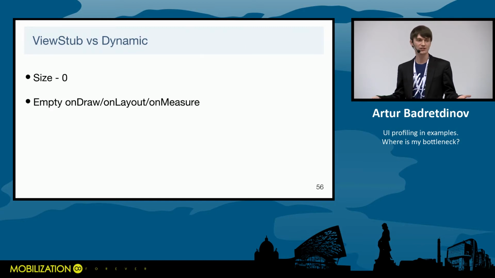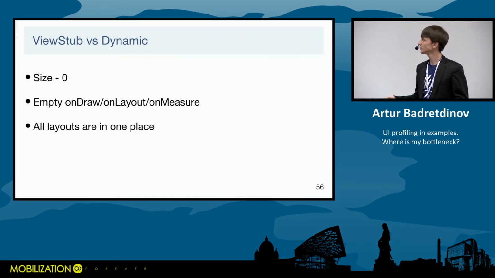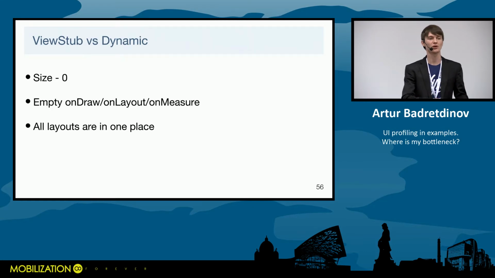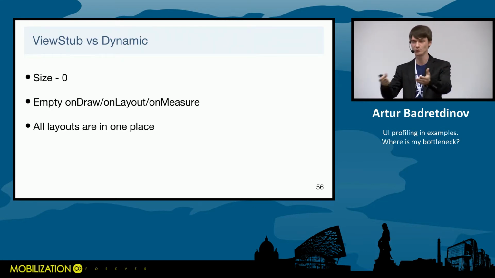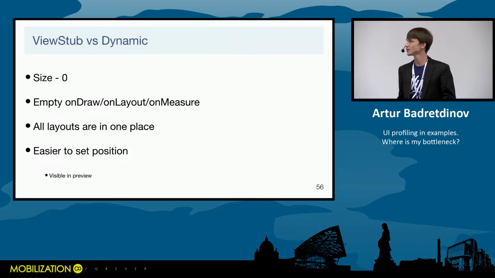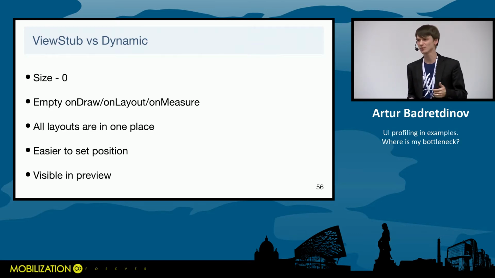And yeah, it looks a little bit dynamic. You can say, oh, I will just create it from code. But the thing is that here you can have all the layouts in one place, and not in a way that something is in an XML file, something is in code, and you are trying to understand how this screen was built at all. Second, it's easier to set its position because it's visible in the preview, especially with constraint layout. I don't know about you, but I in particular don't like to make all these constraints in code because they're quite wordy.